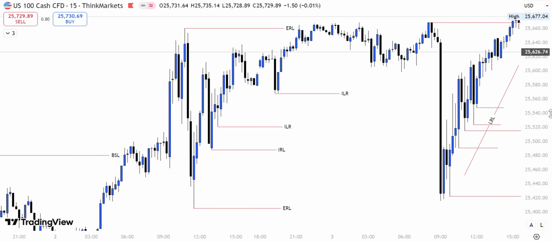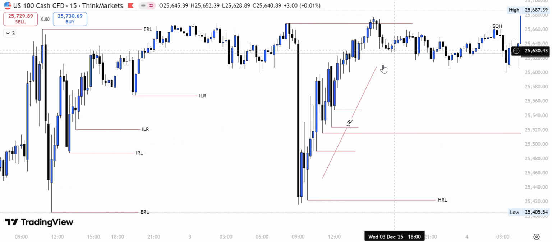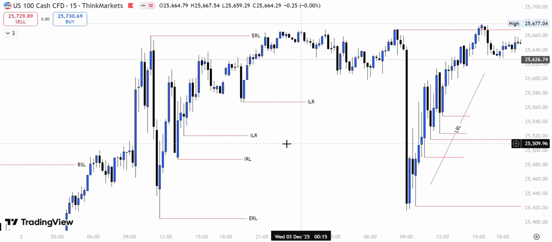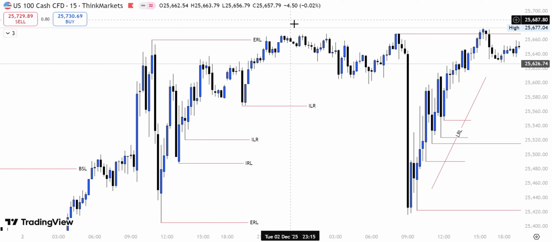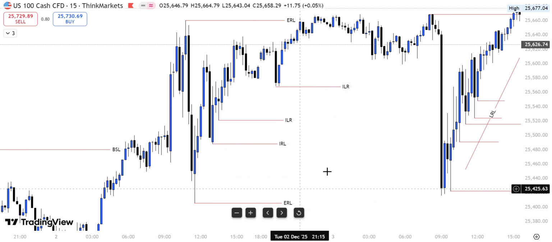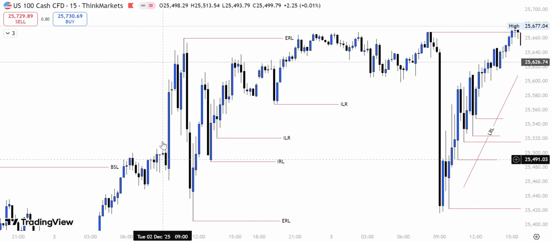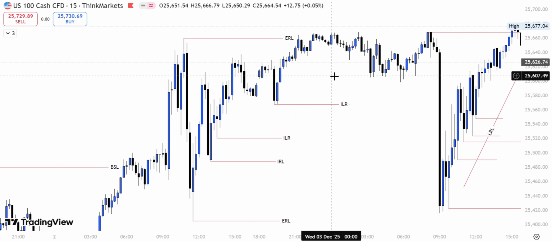So, I did not mention this. Internal range liquidity, as you can see right here, these little wicks, they're not low resistance liquidity because there are not as many wicks as you can see right here. Therefore, that is why it's just called internal range liquidity. Now, external range liquidity, as you can see right here, this is our buy side, our sell side. And it just means that is external, so it's off the range. It's not inside of this range, therefore it's outside, called external.